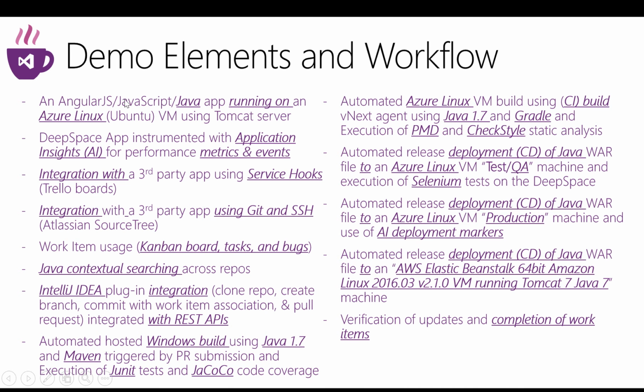I'm going to show you an AngularJS, JavaScript, Java app. It's written in all three of these. It's running on an Azure Linux Ubuntu VM using Tomcat. We're also going to show it running on AWS as well, and I will show you that in just a moment. The app is actually instrumented with our Application Insights, which is our metrics package from Azure, and it'll be tracking the metrics and events that are occurring within the app.